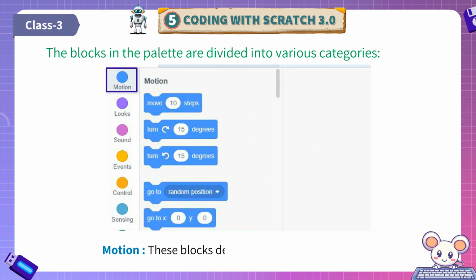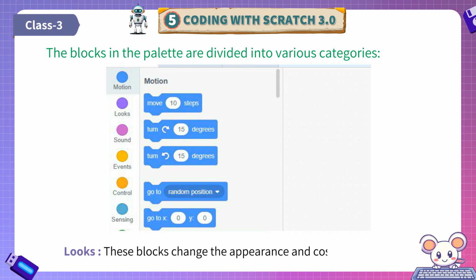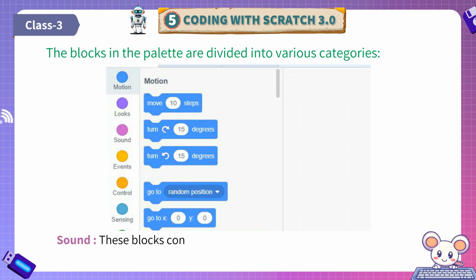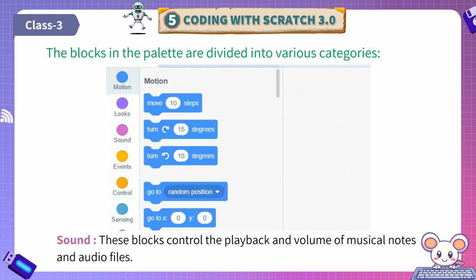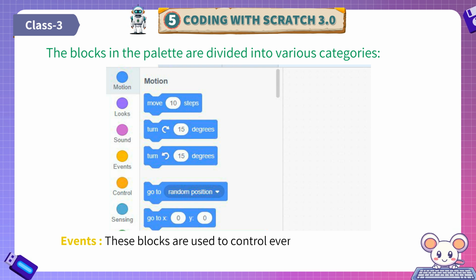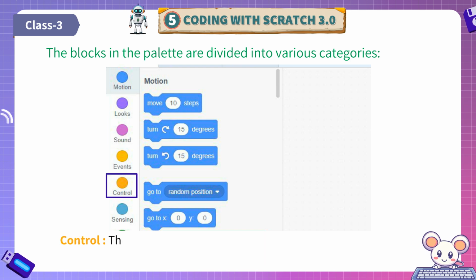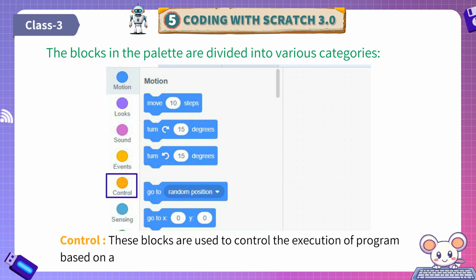Motion. These blocks define the movement of sprites. Looks. These blocks change the appearance and costumes of sprites. Sound. These blocks control the playback and volume of musical notes and audio files. Events. These blocks are used to control events and the triggering of program. Control. These blocks are used to control the execution of program based on a predefined event.